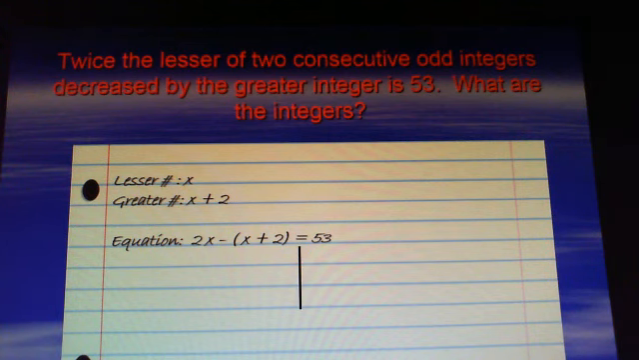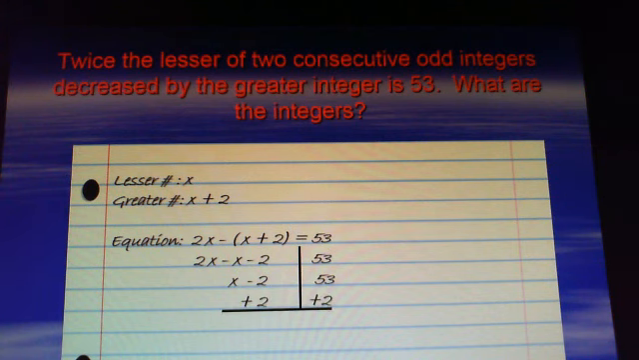Okay, so I draw my line. I get 2x minus x minus 2 is equal to 53. That gives me x minus 2 equals 53. Add 2 to both sides. X is equal to 55, which means my lesser number is 55 and my greater number is 57.